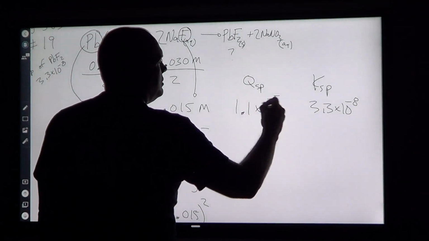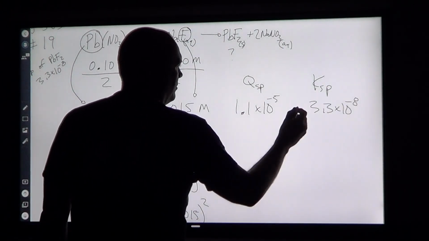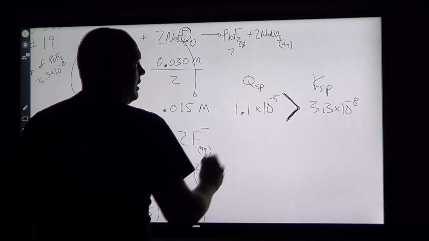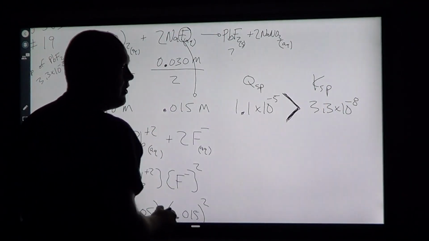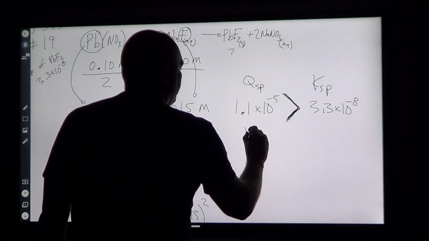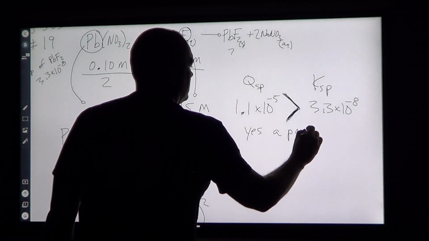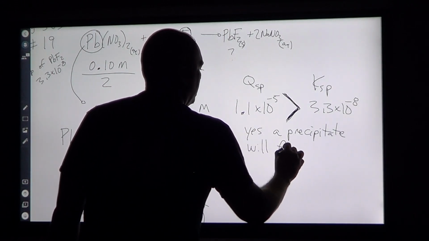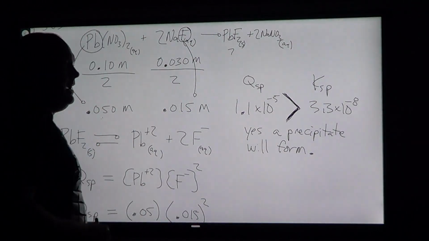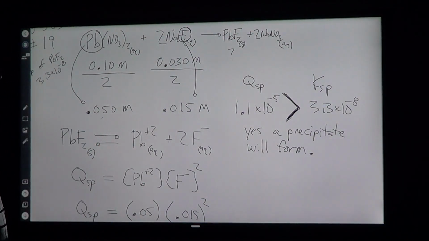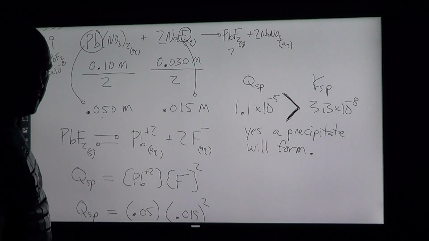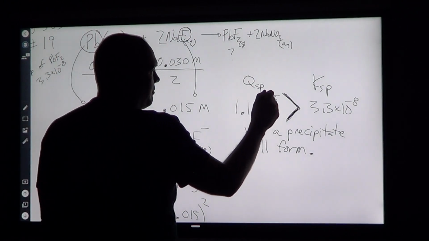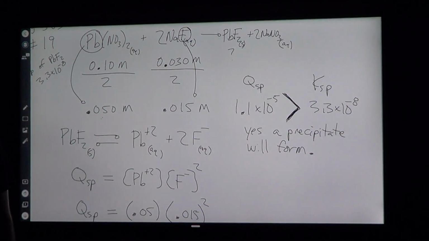So we're going to compare these two numbers, and this one has a negative 5 exponent, that one has a negative 8, so we have way more in our equation than what the water can hold. And so we would say, yes, a precipitate will form. In a more advanced class, it might ask you to calculate how much precipitate would form, and that wouldn't be too bad because then you would just have to do some math with this number and that number, but we don't have to do that for our class.